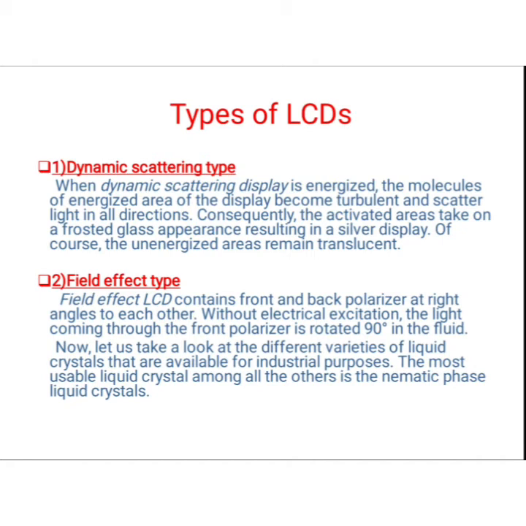Okay, so this is the other type. Actually, LCD consumes less amount of energy. In 7-segment displays, the current drawn is 25 microamps for dynamic scattering, where the cell gets activated, and for field effect cells it will be 300 microamps. LCD requires an AC voltage supply, which will be 30 volts peak to peak with a 50 hertz frequency.